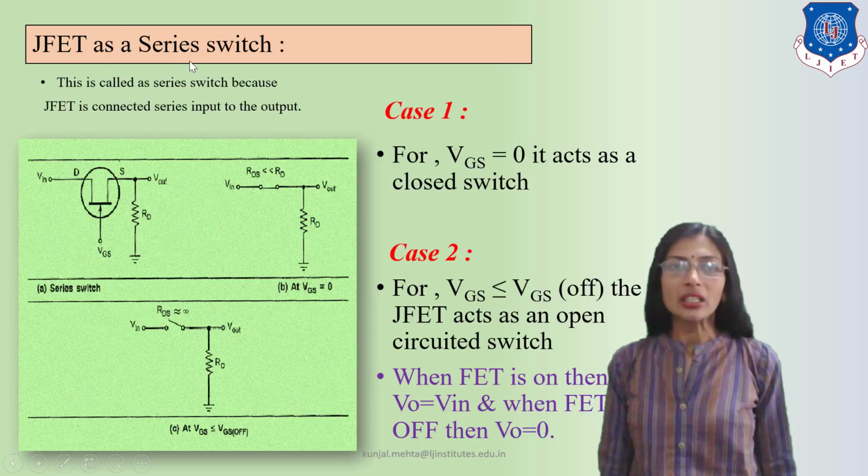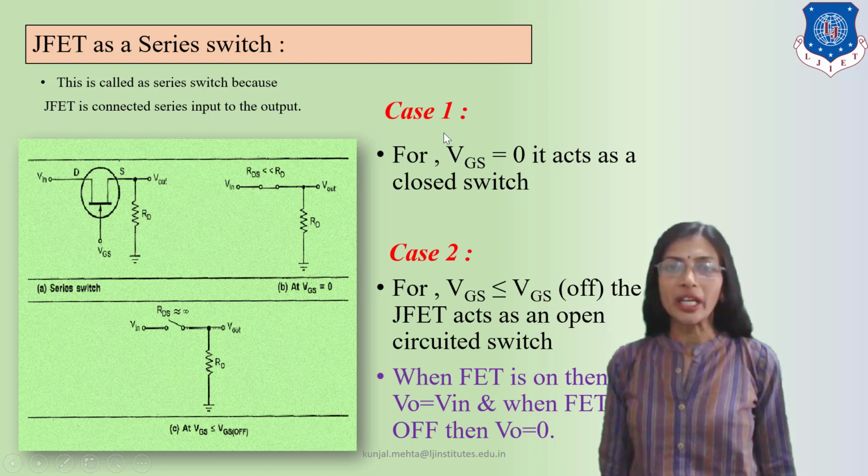This is the JFET as a series switch. Look at this. This is the symbol of JFET. This is gate, this is drain terminal, and this is source terminal. Input is applied here, output is taken here, output resistance is connected here, and if input is applied 0 or pinch off voltage, we will consider two cases, case 1 and case 2. Now what will happen if JFET is connected in series? This is called a series switch because JFET is connected in series from the input to the output.